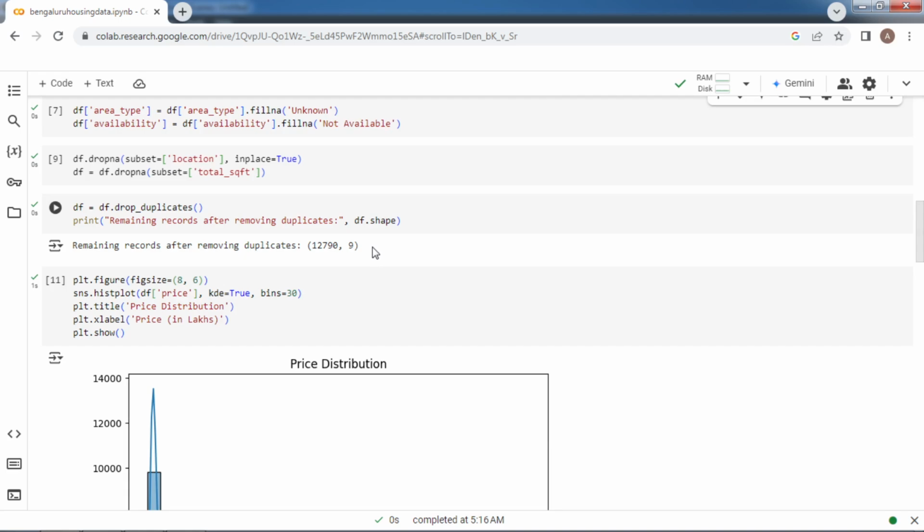I think we have concluded the second part of it. Great, our dataset is now clean and ready for analysis. In the next part, we will visualize and analyze the data for insights.